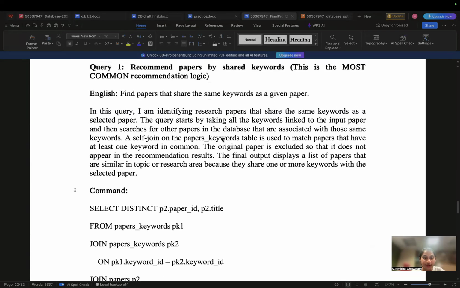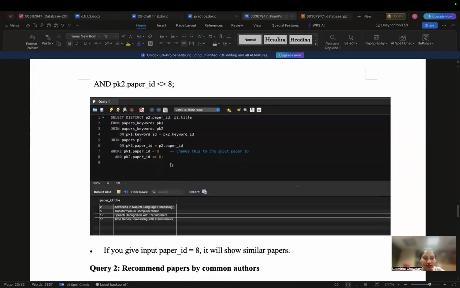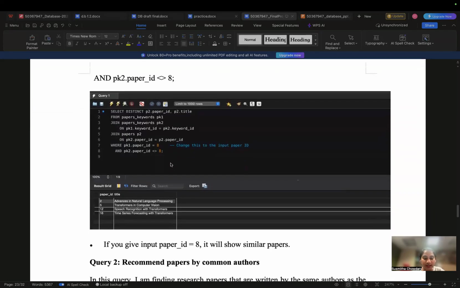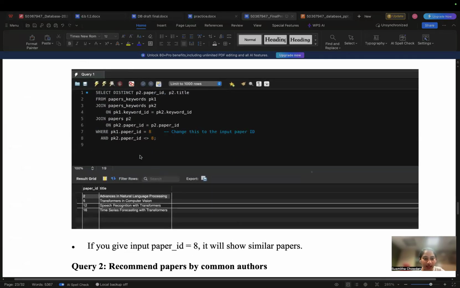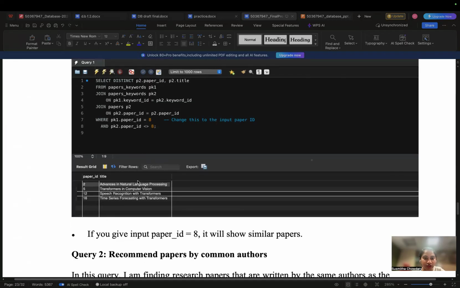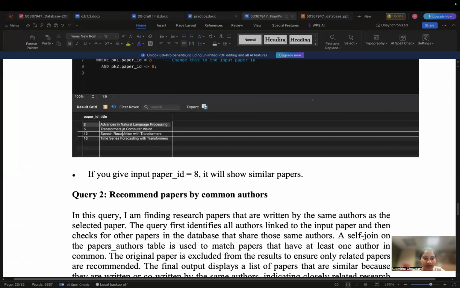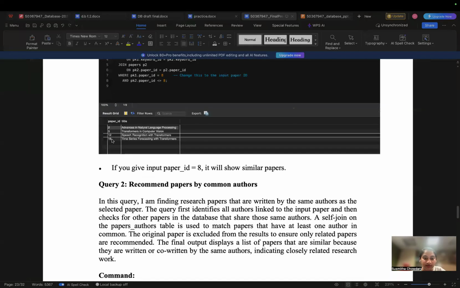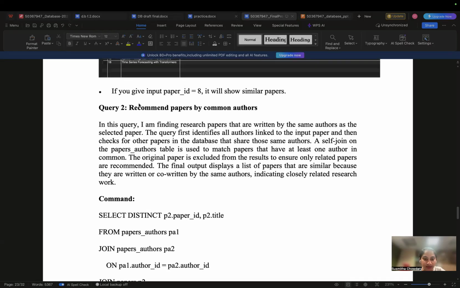Now coming to the queries. This is the query that is used to get the keyword-based recommendations that shows papers that are closely related to the topic. Here I have got the result with two distinct tables, papers and keywords, depending on the keywords. These are all the results and recommendations that I got from the database.